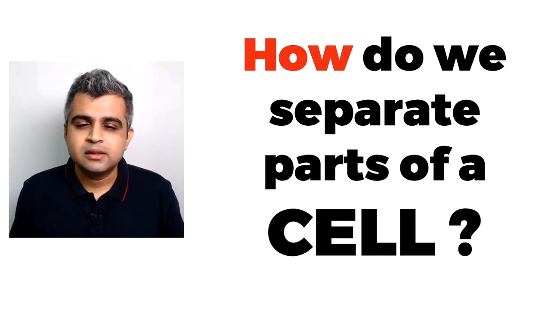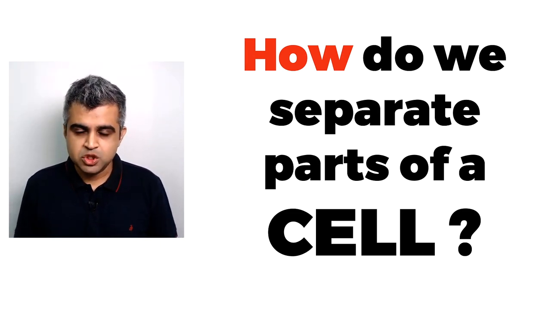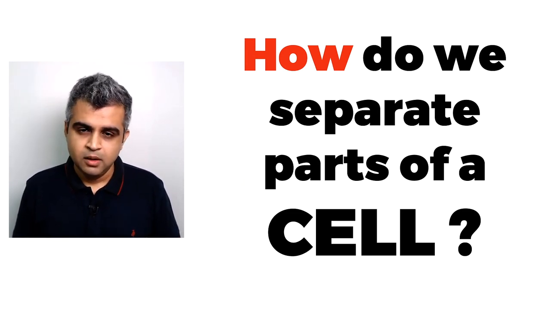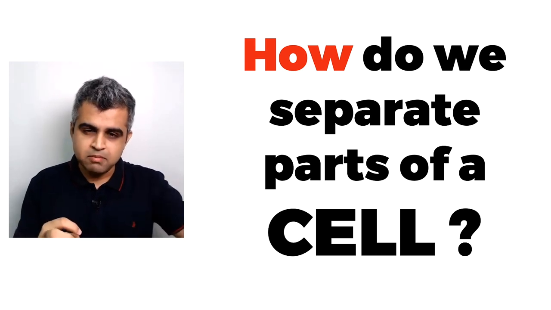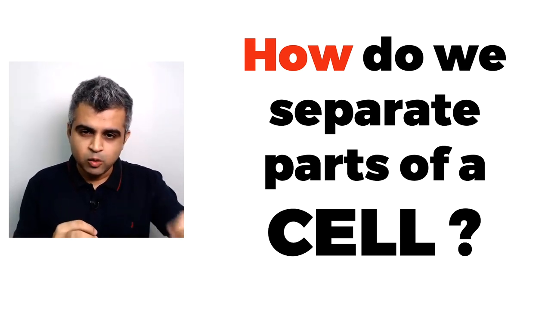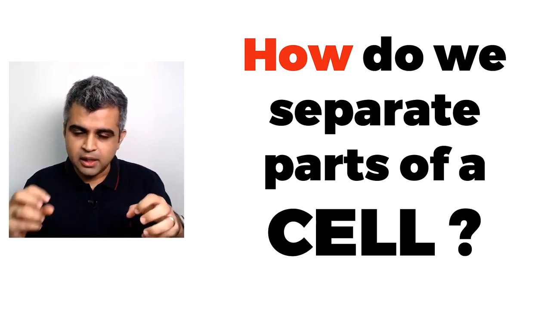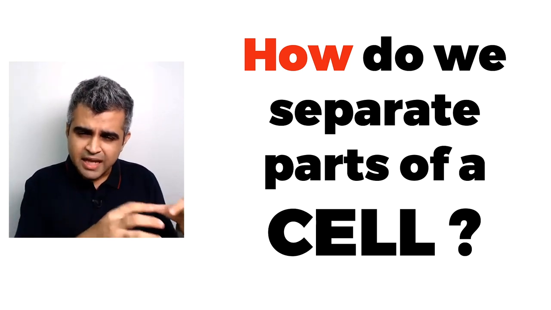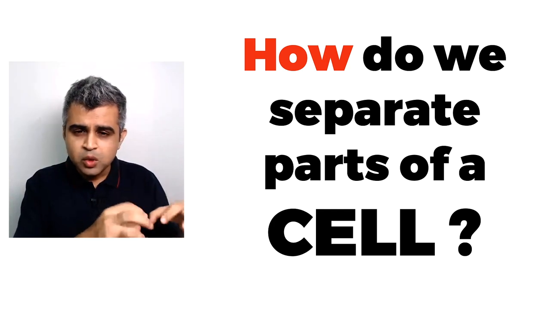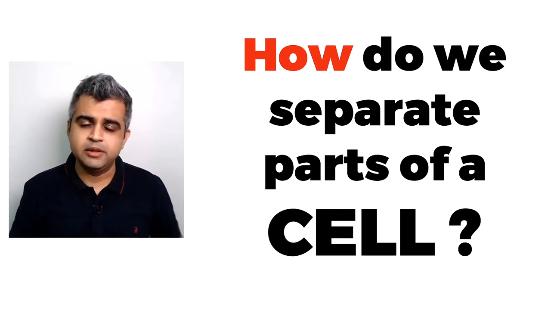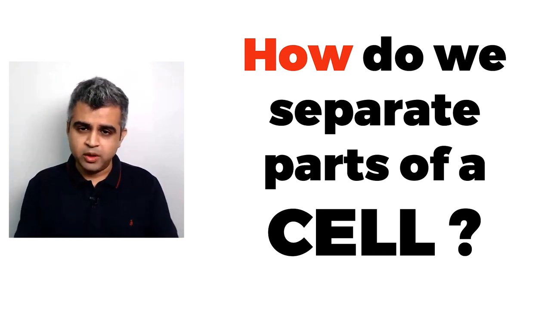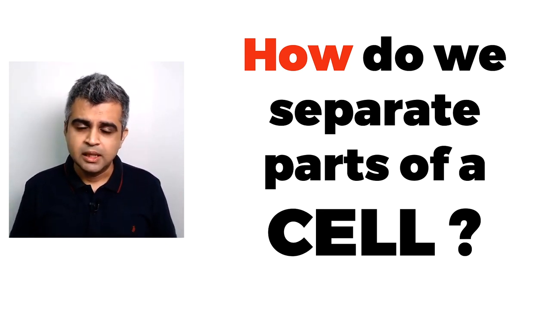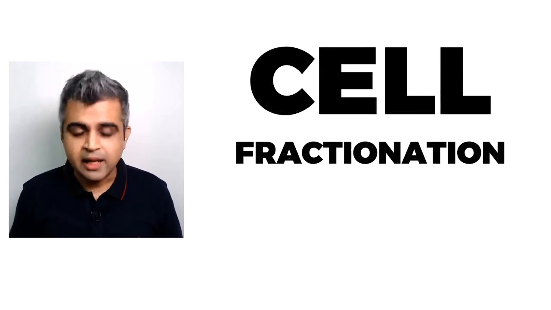So that brings us to this concept, which is: how do we separate parts of a cell? Meaning that if I have a cell, how do I separate the nucleus, the membrane, the ribosomes, the endoplasmic reticulum, the mitochondria, the lysosomes, the Golgi bodies, whatever is there inside the cell, how do I remove those things and separate them? So the process by which this is done, which I'm going to explain to you in the next 2 minutes, is called cell fractionation.